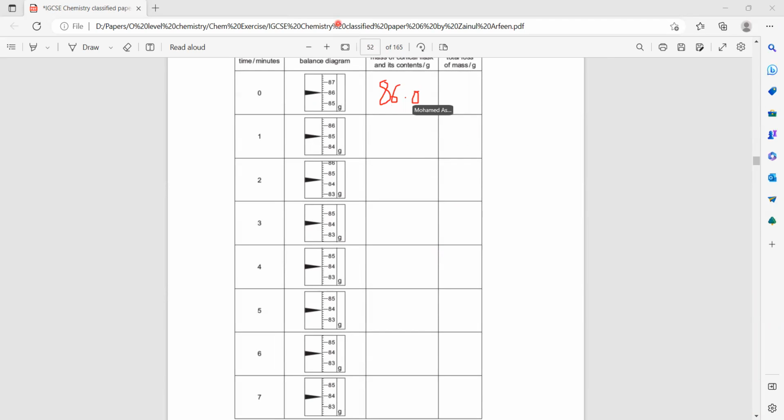So you can use the screen annotation to complete this. The first one is 86.0. The second one is 85.0. 84.4, yeah, that's right. Then 84 point, it's 84.1, I guess. This is because this point is between 84.2 and 84. So that is 84.1.